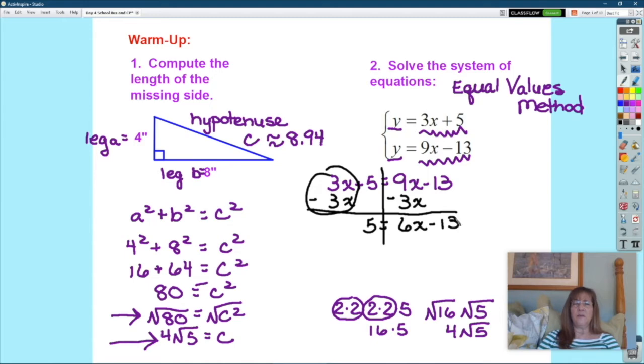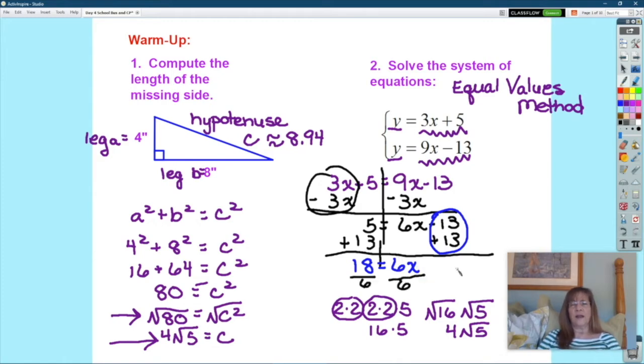I'm going to proceed by now adding 13 to both sides. Again, there's a 0 pair, plus 13. And what I get now is 13 plus 5 is 18. And on the right-hand side, this is 0, so we just have 6x. Now I'm going to go ahead and divide both sides by 6 to undo this. 6 times x, the opposite is to divide, and I get x is equal to 3.